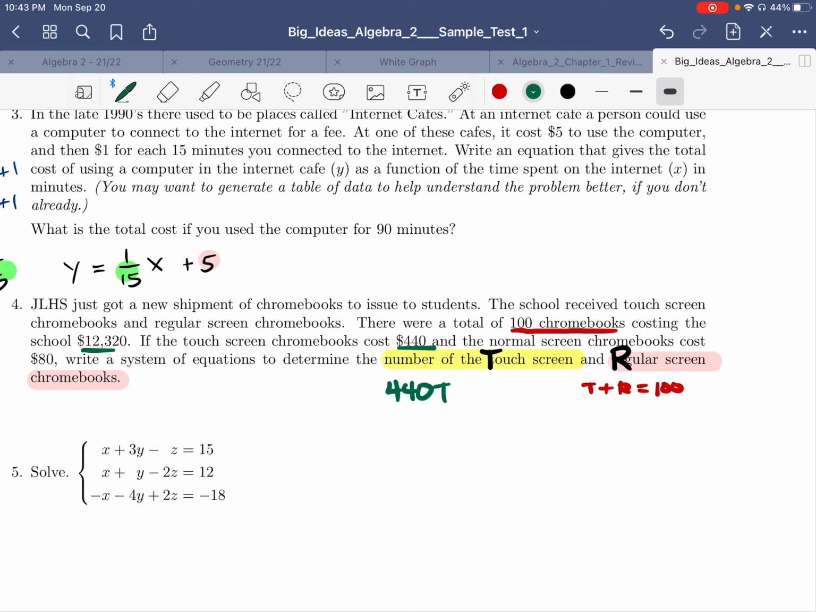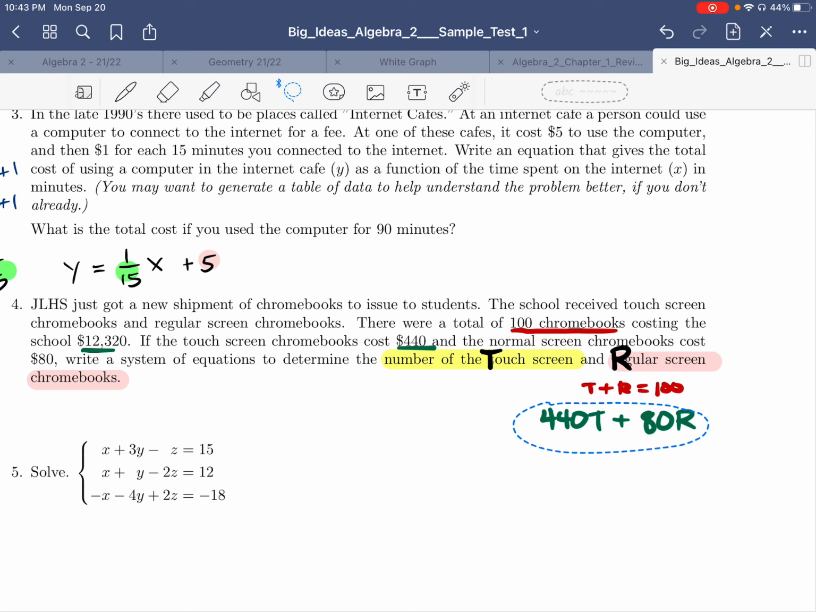Then I do the same exact thing for my regular Chromebooks, which are $80. So I have $80 times R. I know that these two numbers, when I add them together, will give me my total price of everything I'm buying, which was 12,320. So I'm going to say 12,320. Now this is a system I can solve.